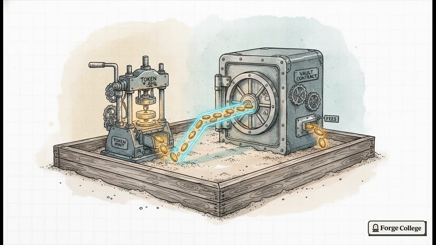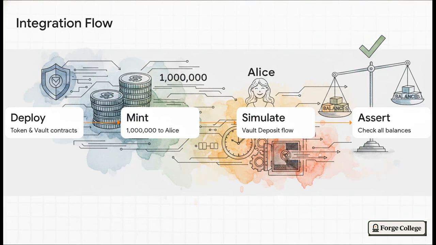Let's see how this builds out in practice by composing a token and a vault. We're going to drop two real contract instances into our Foundry sandbox, an ERC20-like token and a vault that accepts deposits and distributes fees. We can meticulously step through this whole process. First up, we deploy the token and the vault. Second, we mint 1 million tokens to our user, Alice. Third, we trigger a real simulated vault deposit. And finally, we assert all the balances across the board to validate the final system state.